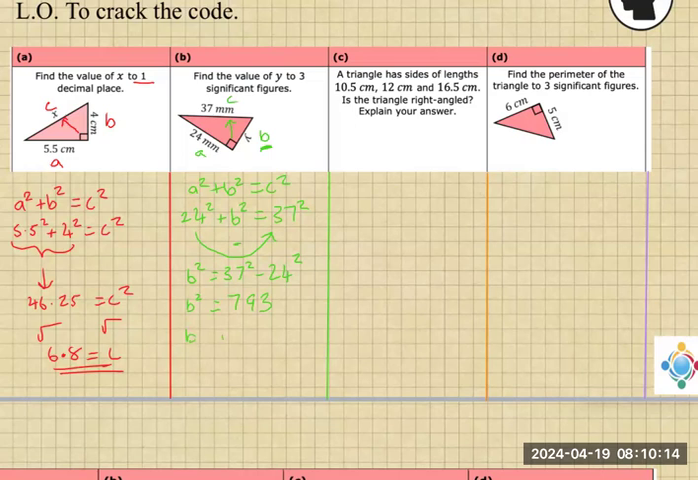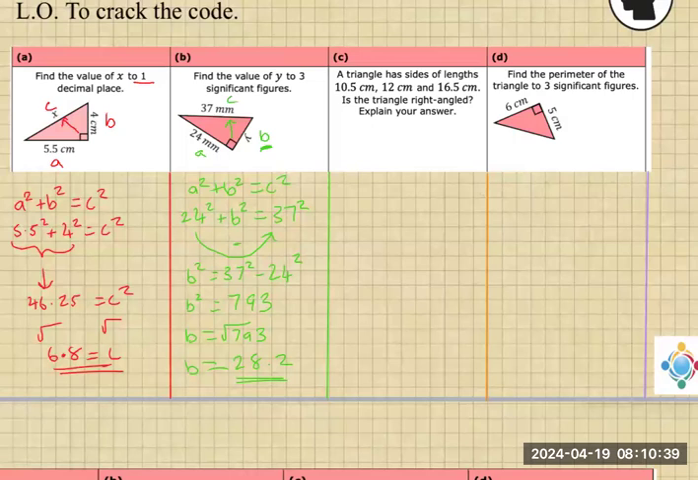If you work out the square root, and this question wants 3 significant figures, it's going to be 28.2 millimeters. So if you're looking for one of the shortest sides, remember you have to subtract.